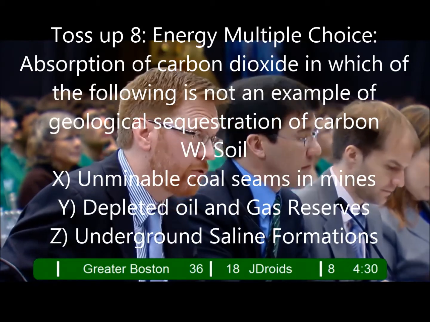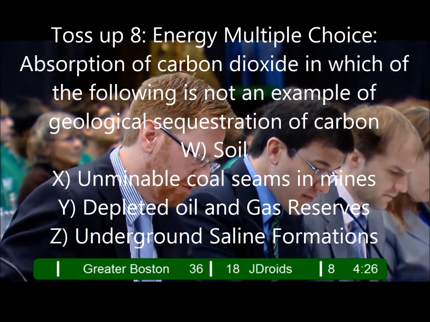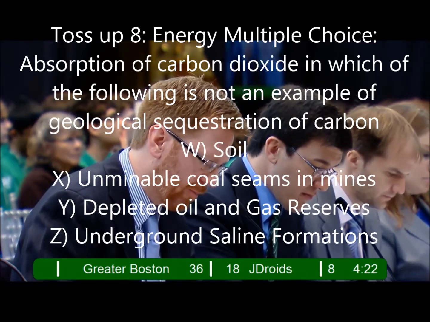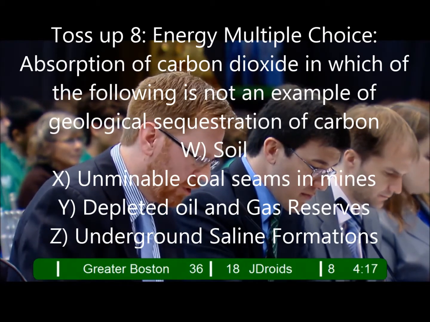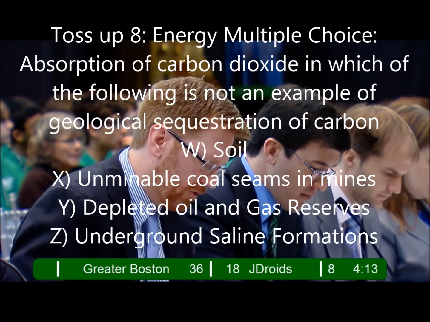Toss-up 8, energy, multiple choice. Absorption of carbon dioxide in which of the following is not an example of geological sequestration of carbon? W, soil. X, unminable coal seams in mines. Y, depleted oil and gas reserves.